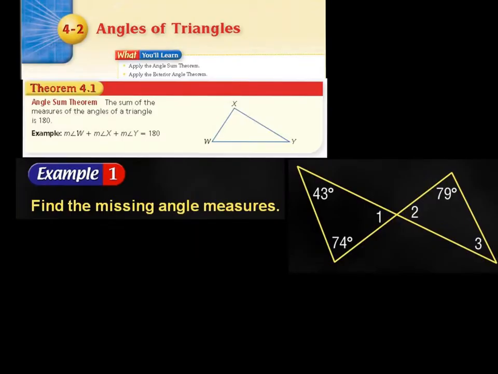So example 1 takes what we've done in earlier classes one more step. We have found one missing angle in a triangle before, so we'll start with angle 1. So we know if we take 74 plus 43, we get the sum of the other two angles is going to be 117. So if we subtract 180 minus 117, we get the measure of angle 1 must be 63 degrees.